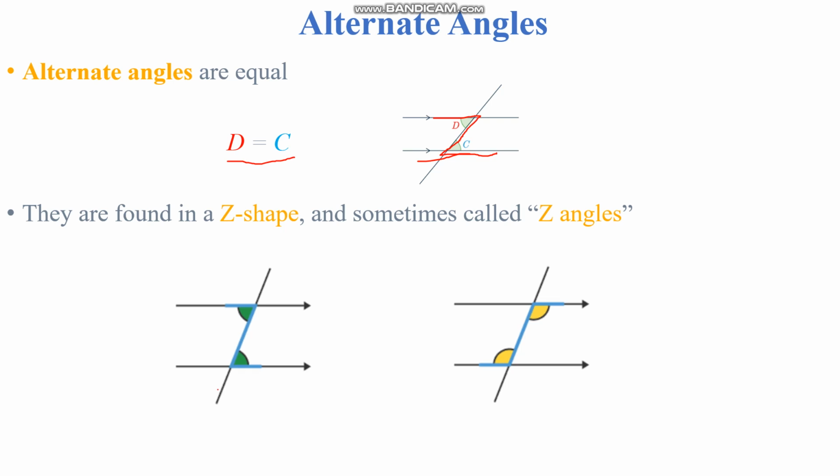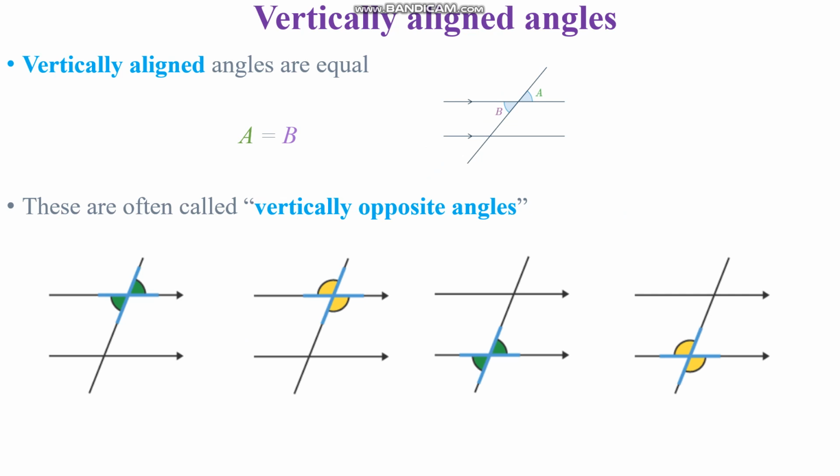So again, these diagrams give examples of alternate angles that can be formed on parallel lines. And then the next set of angles that you're going to look at is vertically aligned angles. So vertically aligned angles are equal. That is a point that you should take note of.